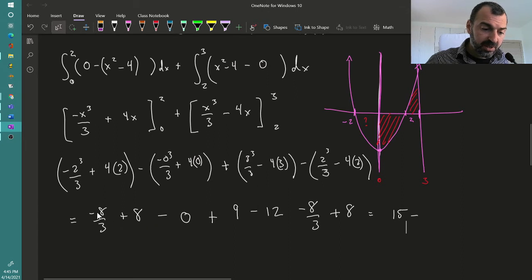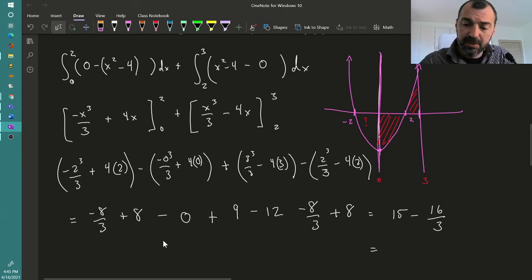Minus 8 and an 8 is a 16 over 3. And that's pretty much what we've got. Common denominator is going to give me 45 over 3. 45 minus 16 is 29 over 3. Okay, so it looks like my area is 29 over 3.